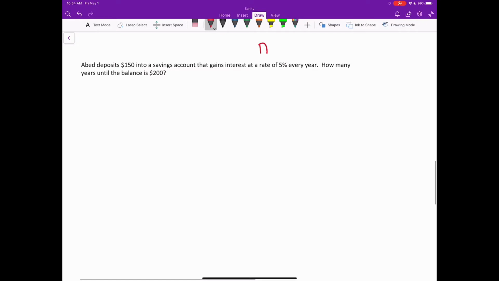So I've got A equals P times 1 plus or minus r to the power of t. Abed deposits $150 into a savings account that gains interest at a rate of 5% every year. Okay, let's just pull out the important information that I have. Deposits 150 into a savings account. That sounds like my initial value. That's probably going to be my principal P. It gains interest at a rate of 5% every year.